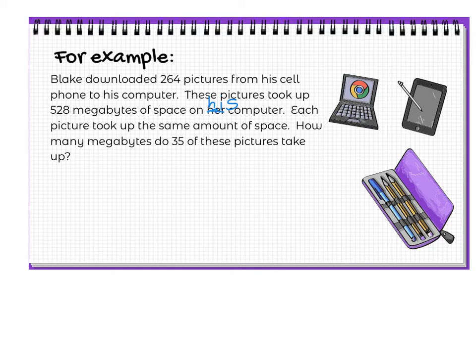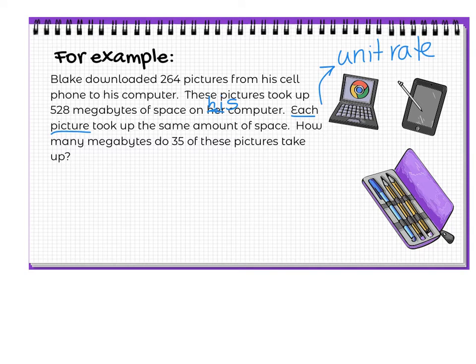Okay, so each picture took up the same. So as soon as I see this, I might be thinking, unit rate. If I find out how much space one picture takes up, then I can just multiply it by 35 to figure out how much space 35 take up. So let's do that, because I know unit rate was kind of a big deal in 6th grade, and I know it's a big deal in 7th grade.